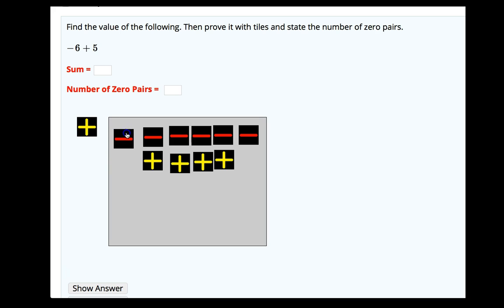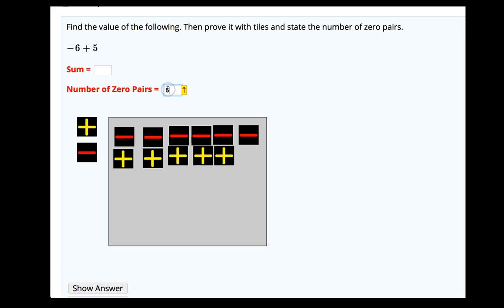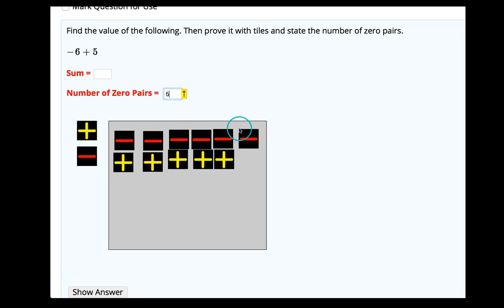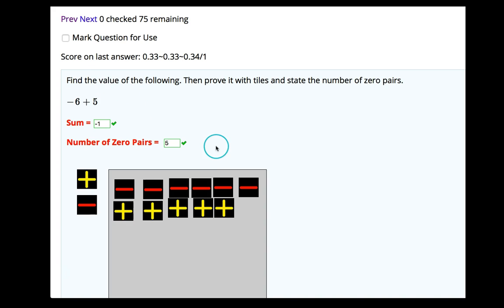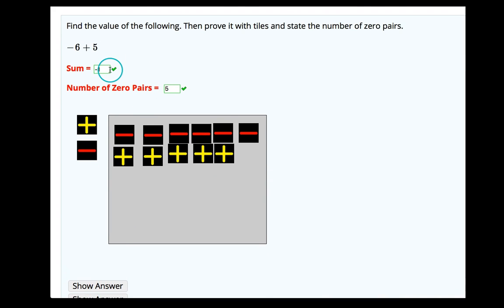Oops, it went away. Let's try that again. There's 1 0 pair there, 1 0 pair there, 1 there, 1 there, 1 there. So total I have 1, 2, 3, 4, 5 0 pairs, which left me with a sum of just a negative 1. So I'm going to write a negative 1. So please note that you will be graded for this as well, so you want to make sure you're doing that correctly. Okay, so moving back to the lesson.